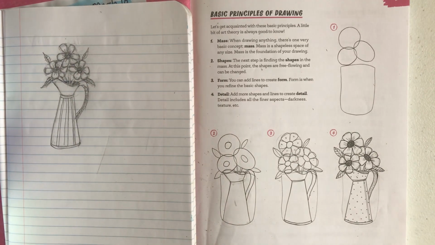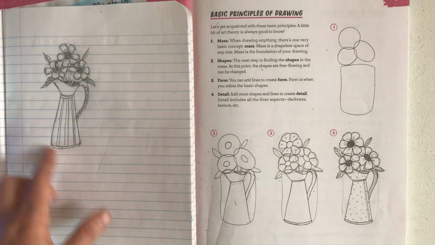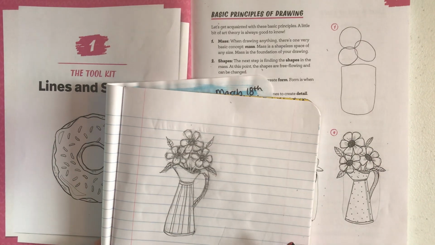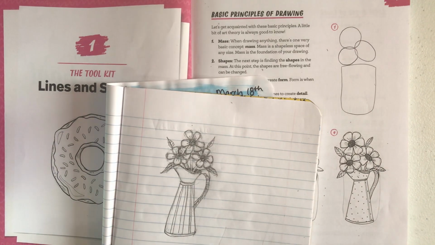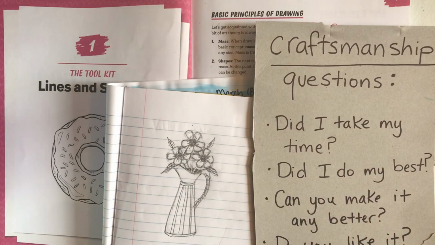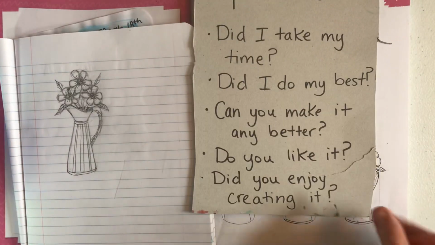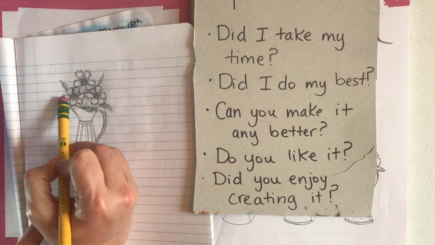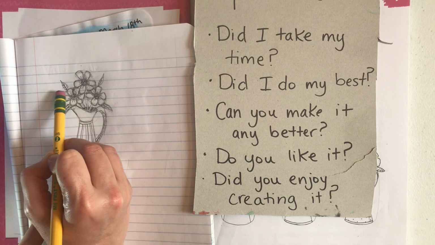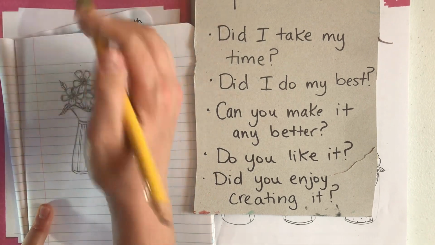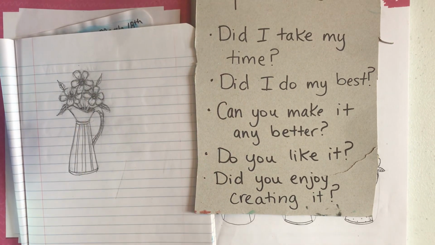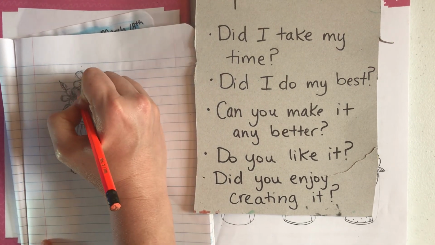Right? All right, so there's our vase. Just like this vase right here. How'd we do? How did you do? Did you take your time? Did you do your best? Can you make it any better? And the most important question of all, do you like it? And if you don't like it, why? Is there anything you can do differently next time?